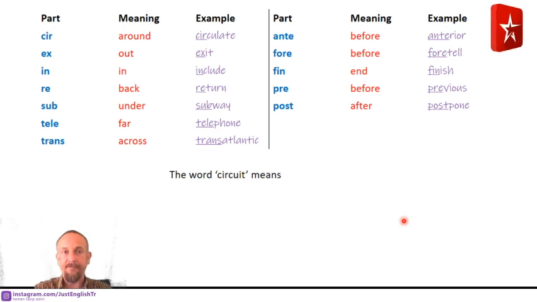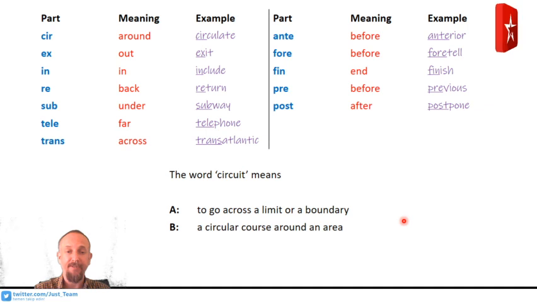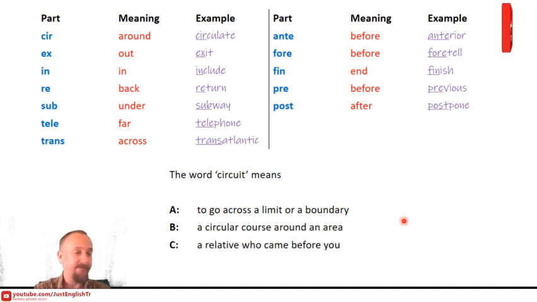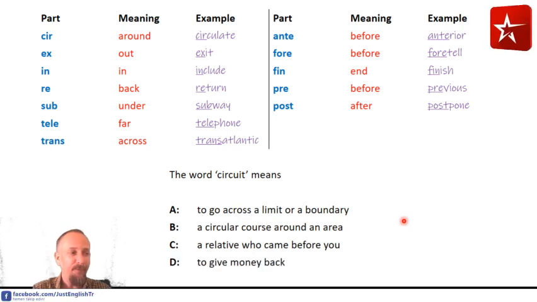The word circuit. Does it mean A, to go across a limit or boundary? B, a circular course around an area? C, a relative? There's 24 people watching and I only have maybe 9 students participating. What are the rest of the students doing? If you're watching, answer the questions, please. Don't just sit there and look. I want everybody to participate. And if you've already given the answers, wait until I finish. And D, to give money back.